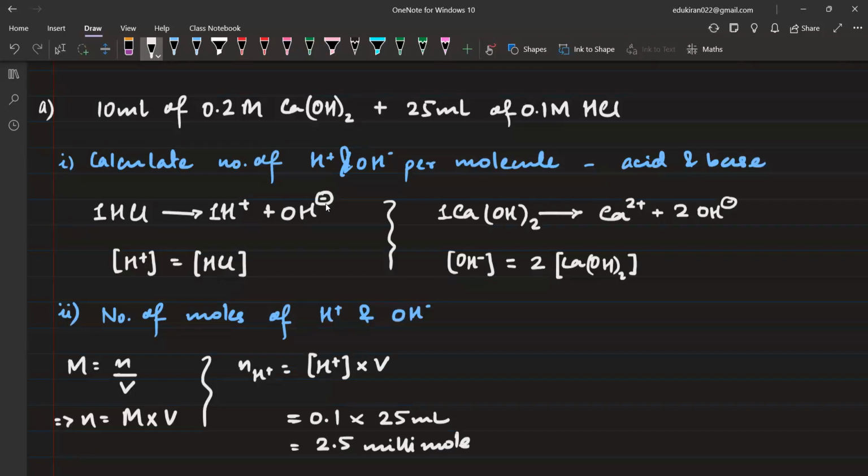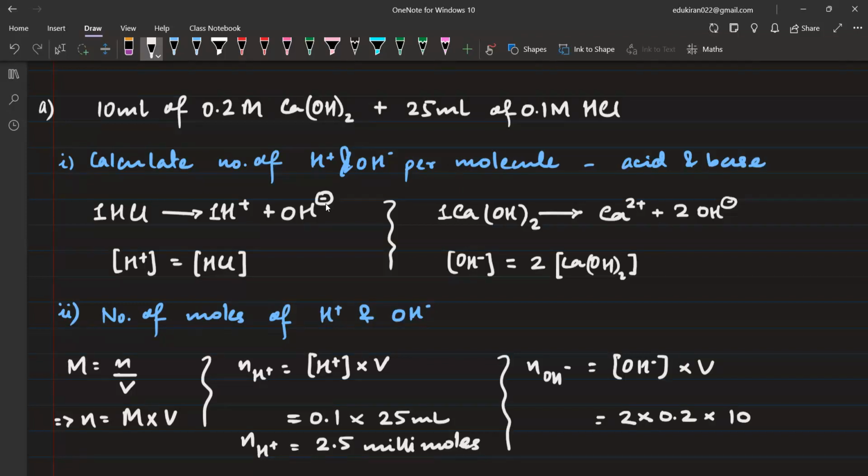because the volume is in milliliters, it will be millimoles here. This is the number of moles of H positive. Similarly, the number of moles of OH negative will be equal to the concentration of OH negative multiplied by the volume. The concentration of OH negative is twice the concentration of calcium hydroxide, 0.2, multiplied by 10. So this will be 4 millimoles. Does this make sense till here? Yes, sir.